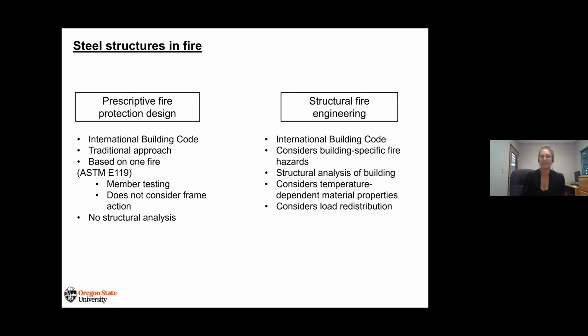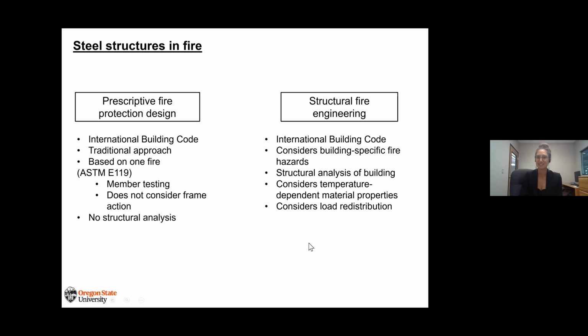What we're focused on, what I'm showing on the right side of the screen, is the structural fire engineering. This is actually allowed by the International Building Code, even though some AHJs don't allow it. It considers building-specific fire hazards, and then the structural analysis of that building using temperature-dependent material properties for those building-specific fire hazards. So it's calculating what the fire would be in the building, the time-temperature curve of that fire, considering the materials of the building, the occupancy, the ventilation, the size of the room, etc.